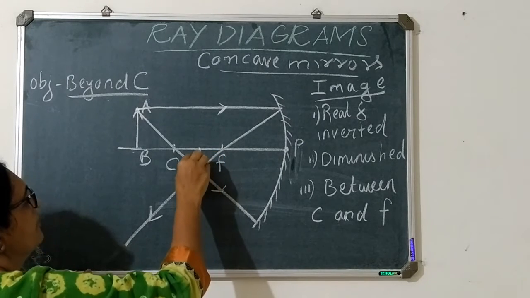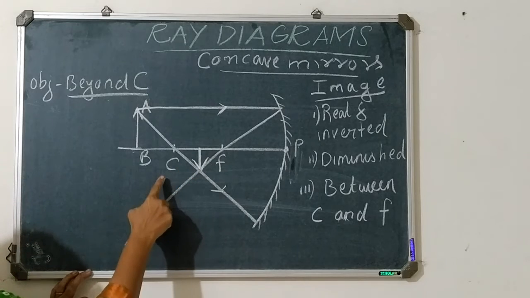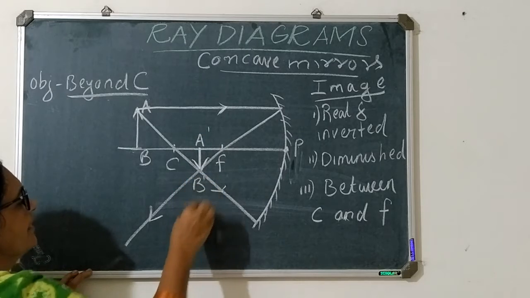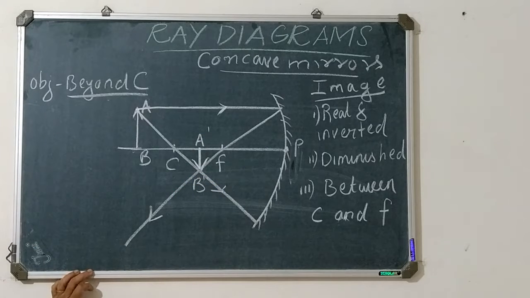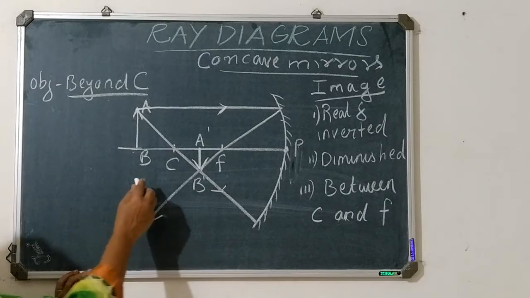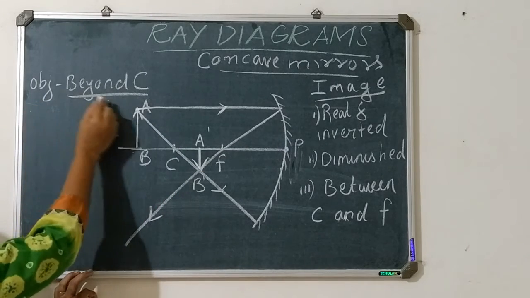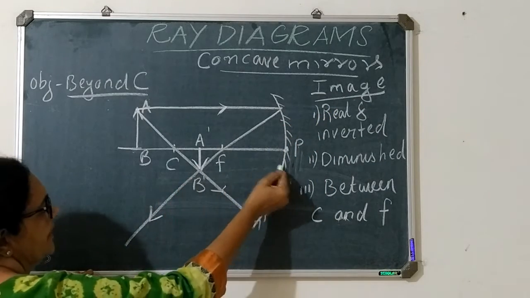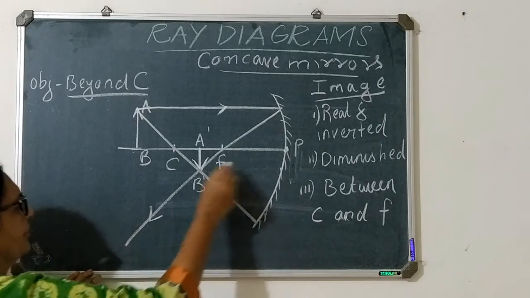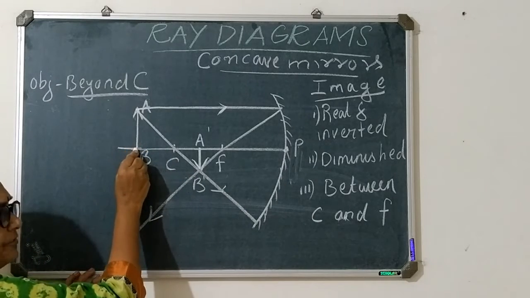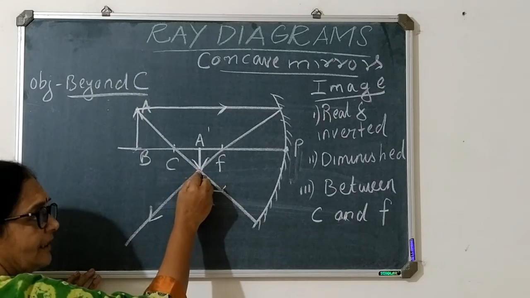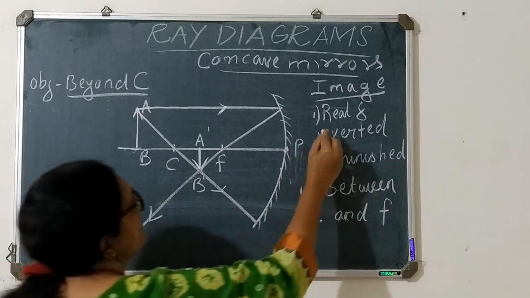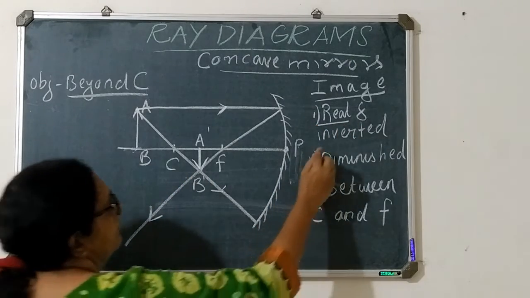So the image which will be formed is formed here between C and F. So let us represent image as A dash B dash. The image is formed between C and F. So if the object is placed beyond C, what will be the type of image? Right? It is on the same side of the mirror. The image is on the same side where the object is, but below the principal axis. So this will be a real image and it will be inverted.